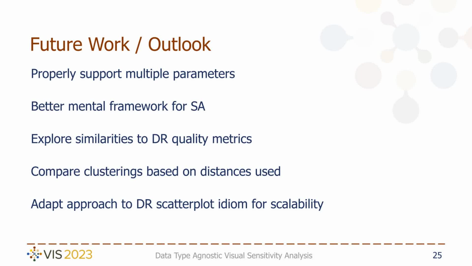Finally, an issue of our dendrogram representation is that it does not scale to large data sets. Therefore, it would be promising to adapt our approach to dimension reduction scatter plots.